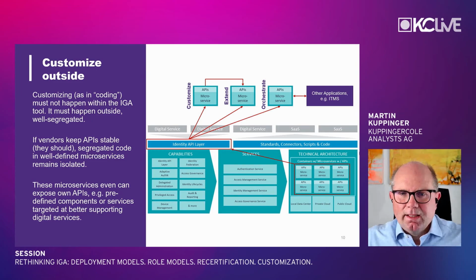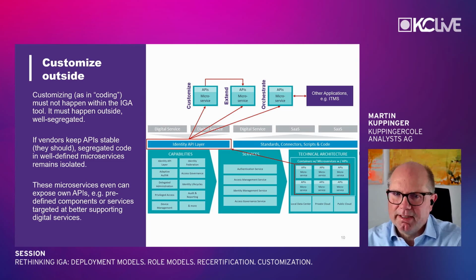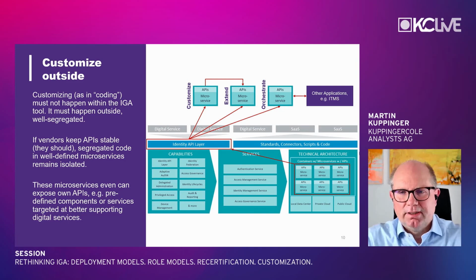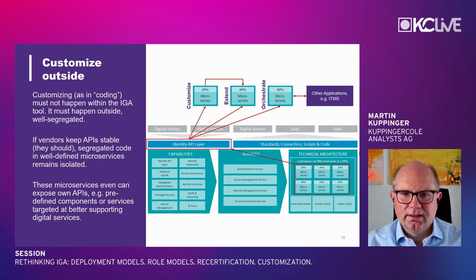And if the APIs are stable by the vendor, or by a wrapping layer we've put on top of that, the segregated code, our customization, lives in well-defined microservices. So even if I change the platform below, the microservice remains stable. And we see this happening in a couple of IGA solutions, which come more from companies that derive from the system integrator area, which in fact put such layers on top of other IGA tools. So we can do a lot here. We can do a lot around customization. And that is something which definitely helps us in doing our identity management better than before.